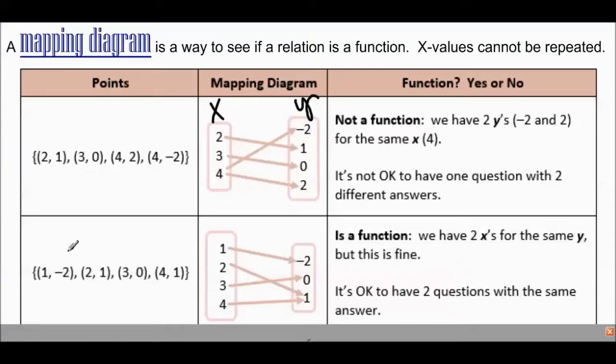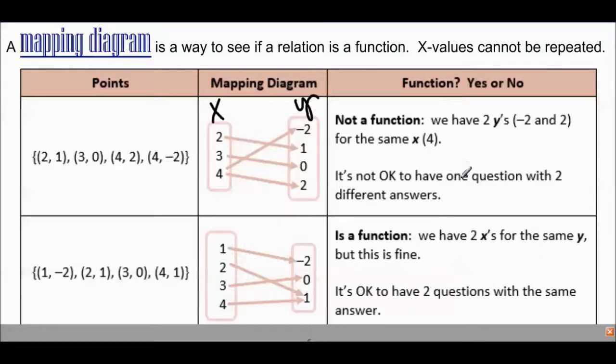So let's look at one that is a function. 1, -2, 2, 1, 3, 0, and 4, 1. 1 is paired with -2. 2 is paired with 1. 3 is paired with 0. 4 is paired with 1. We have two x's for the same y. So the number +1 is being repeated, but that is okay. It's when the x's are repeated that it's not okay. So it is okay to have two questions with the same answer.